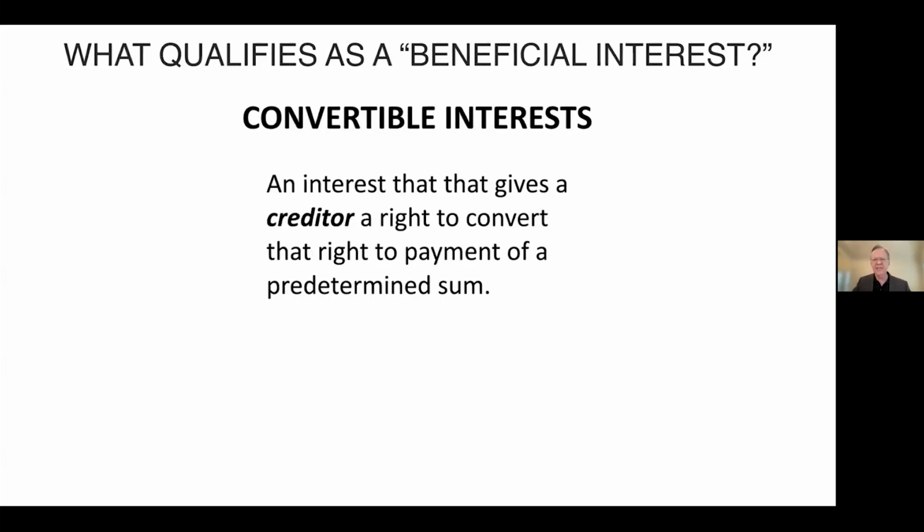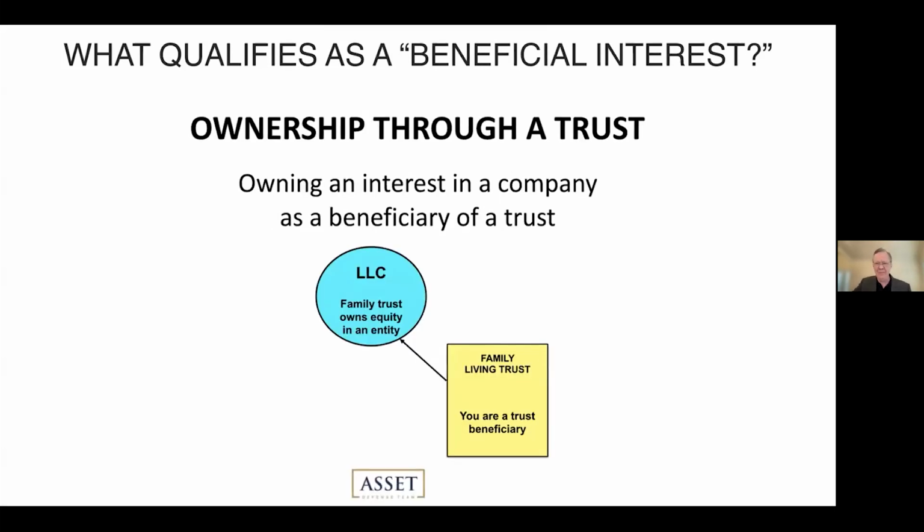Convertible interest. This is where a creditor could be a beneficial owner, and that is when a creditor has the right to convert maybe a debt interest or a loan interest into an equity interest. That's convertible interest, which means you can be a beneficial owner in that instance. So you can tell we're getting pretty far out on the limb here, trying to cover all these different situations because this is what people are going to run into. Probably not the vast majority, but somebody may find themselves in that category.